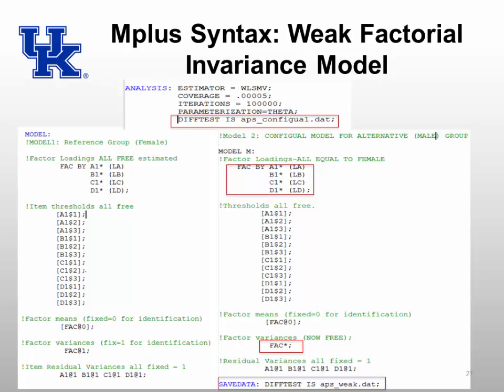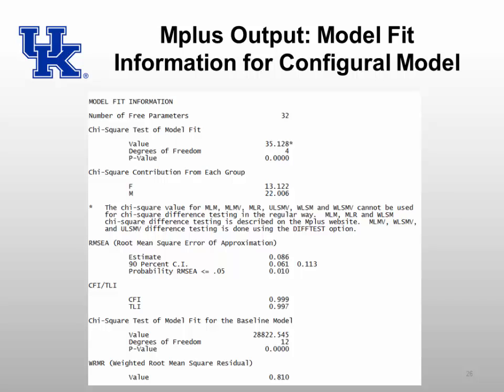We set up the weak factorial invariance model to compare it with the configural model. Cameron, do you mind writing down the RMSEA values? It's 0.086 for the configural model, and 0.999 for CFI, 0.997 for TLI. Then we will compare these values.